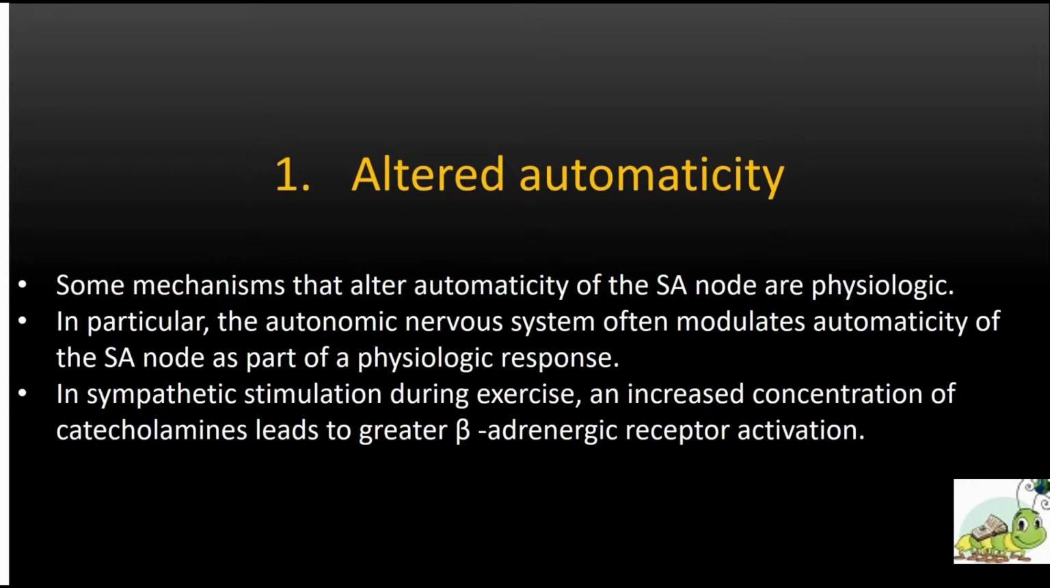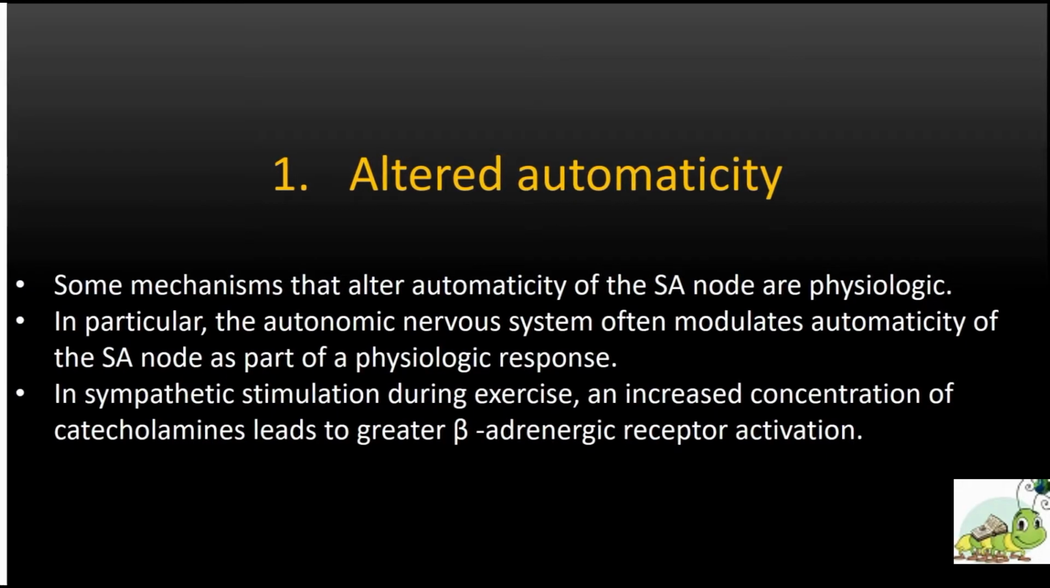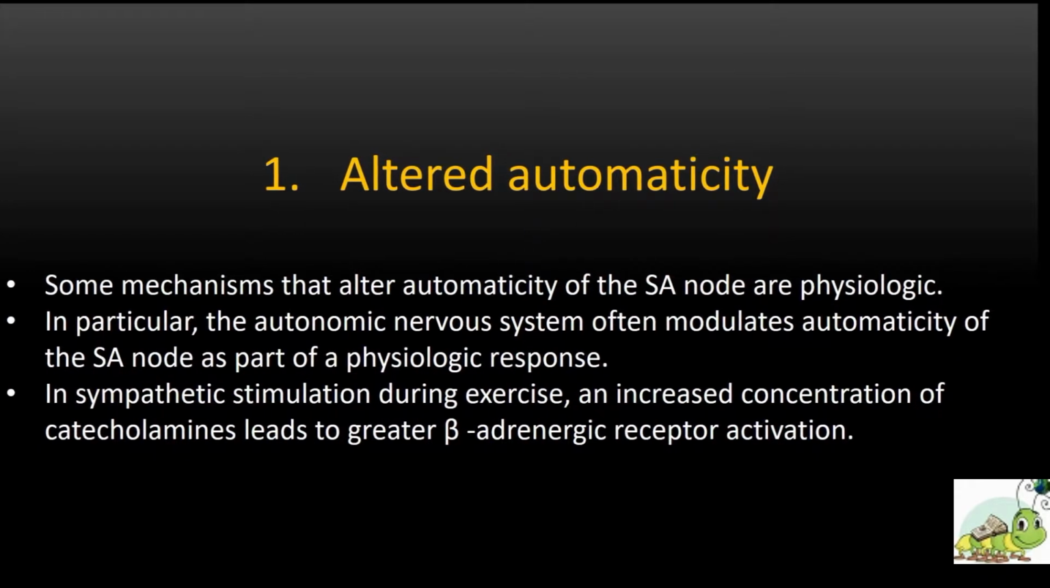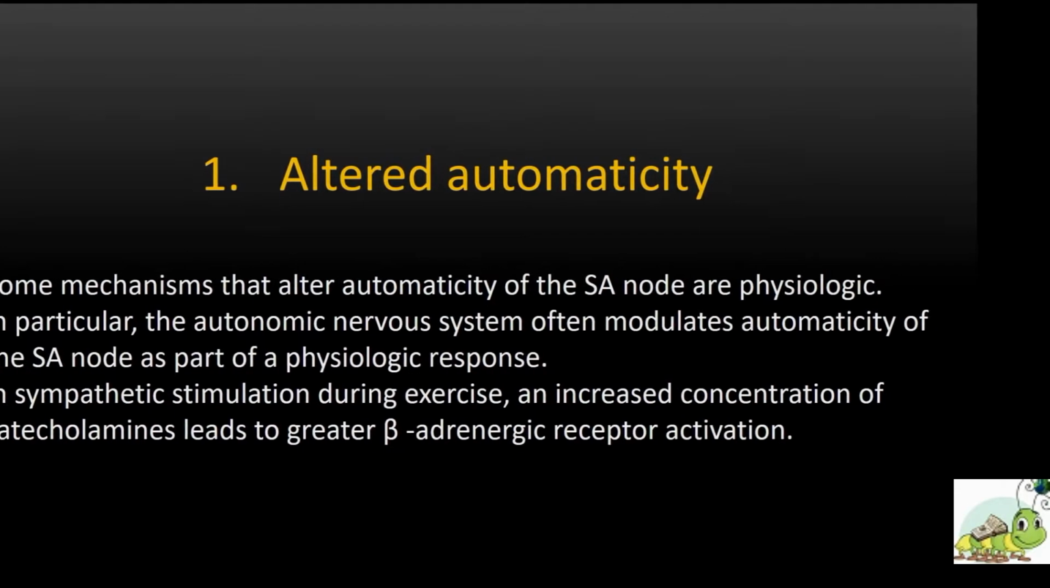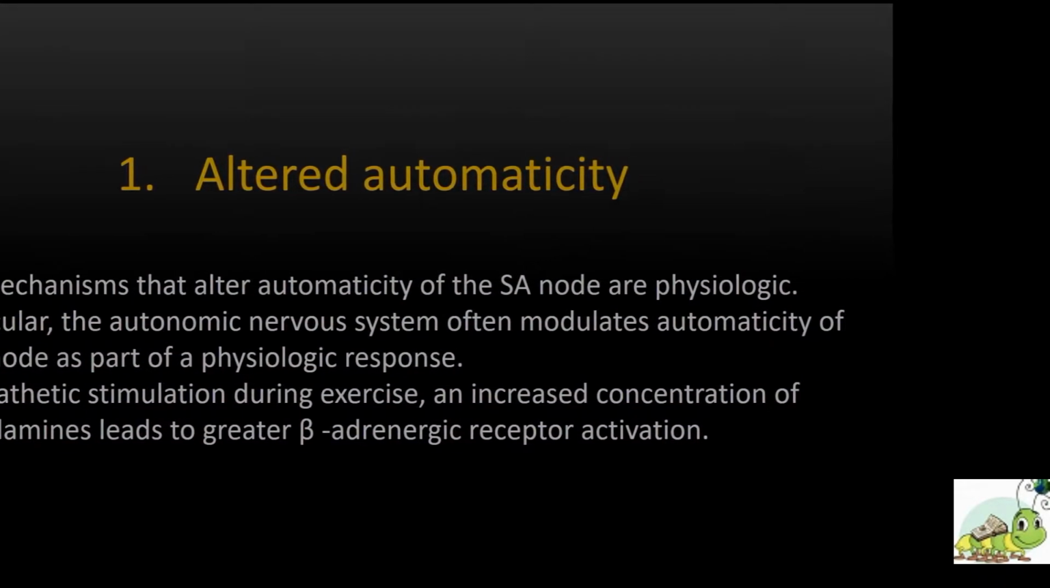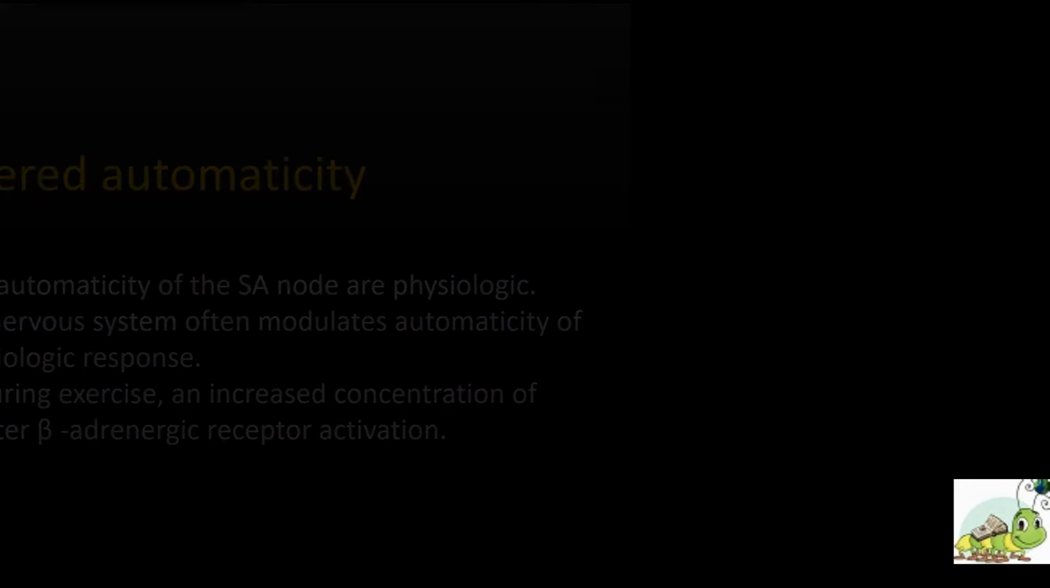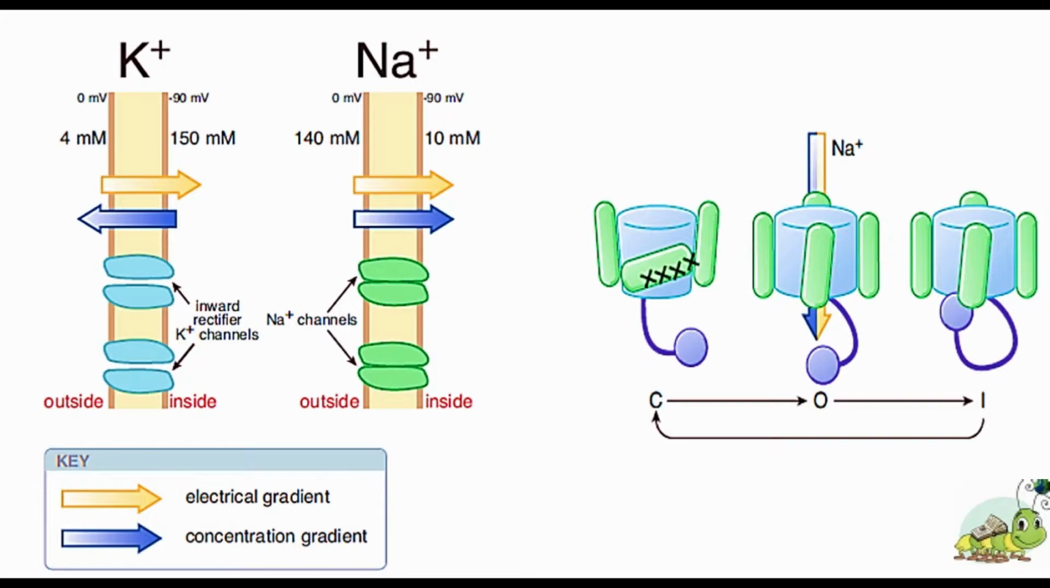In sympathetic stimulation during exercise, an increased concentration of catecholamines leads to greater beta-adrenergic receptor activation. Activation of beta receptors causes the opening of a greater number of pacemaker channels. A larger pacemaker current is then conducted through these channels and faster phase 4 depolarization results. Sympathetic stimulation also causes the opening of a greater number of calcium ion channels, and thereby shifts the threshold to more negative potentials. Both of these mechanisms increase heart rate.